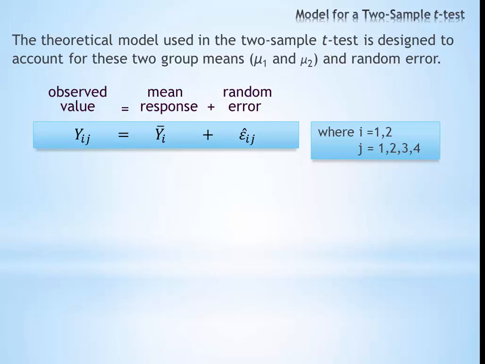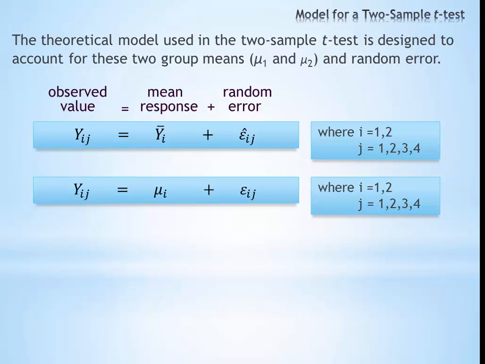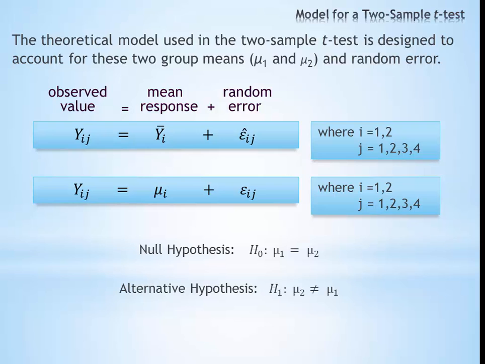Thus, we've developed a model for a two-sample t-test which takes into account the true group means and random error. But here we have our sample data. We can also write it in terms of population parameters. And we use our sample mean and our sample residuals to calculate a standard deviation to determine whether we can reject or fail to reject the null hypothesis.